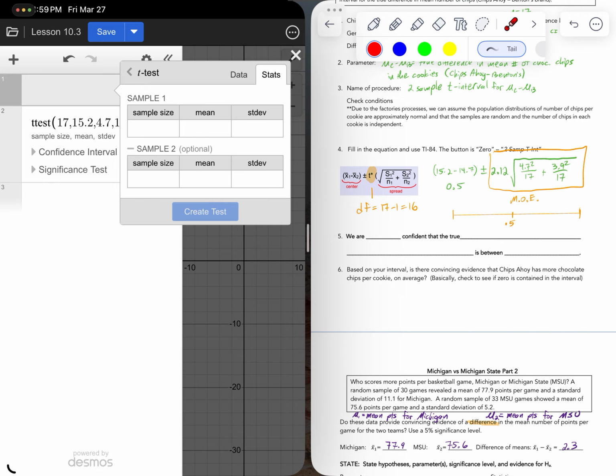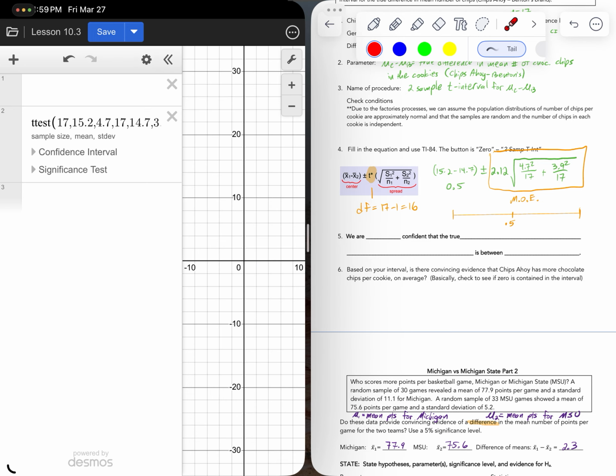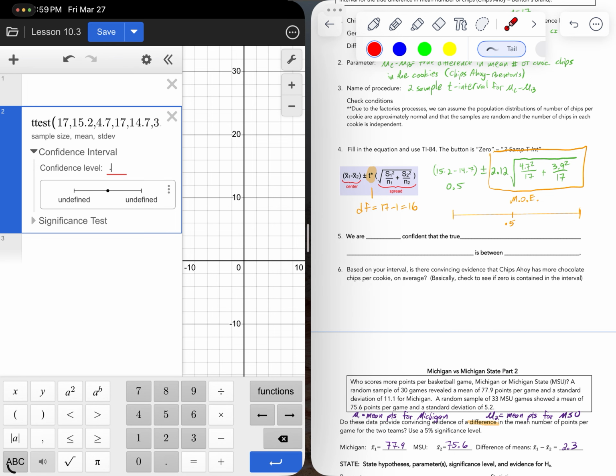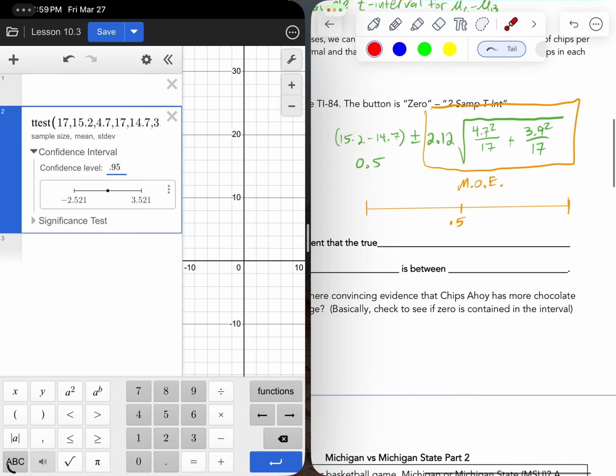Okay, so I'm not going to do it twice, but I have it here, and then I just do the drop down on the interval right there. Make sure it's 95. It should be the default. There's my interval. So the low end point is negative 2.5. I'm just going to chop off the decimals to speed up a little bit to 3.5.